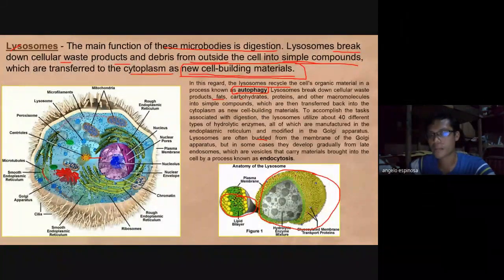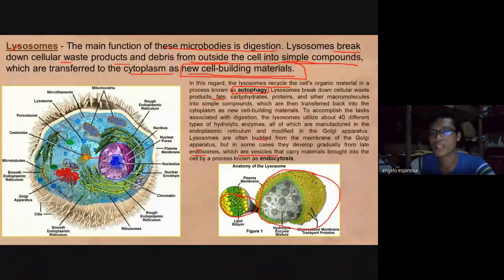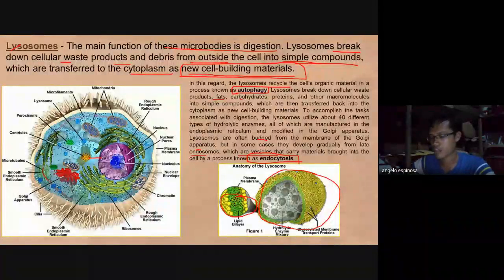They come from the membrane of the Golgi apparatus. But in some cases, they develop gradually from late endosomes, which are vesicles that carry materials brought into the cell by a process known as endocytosis. Later on, we will talk about endocytosis.